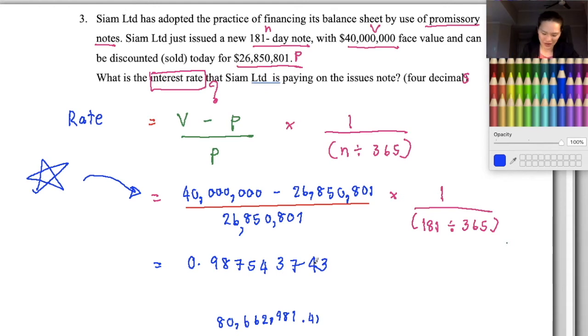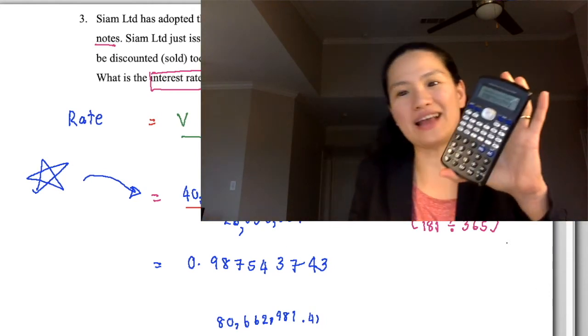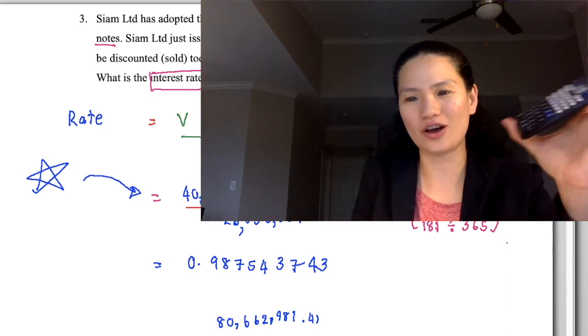Paste everything. 40. This one is the last question for this script anyway. Try to do again. And you're going to help me too. Divided by 268508001. Multiply with 1 divided by 181 divided by 365. Oh yes, correct. I get the exact number. Yes, good job.